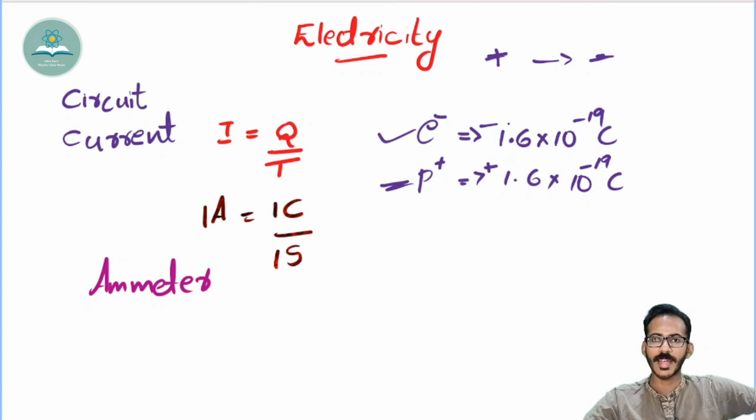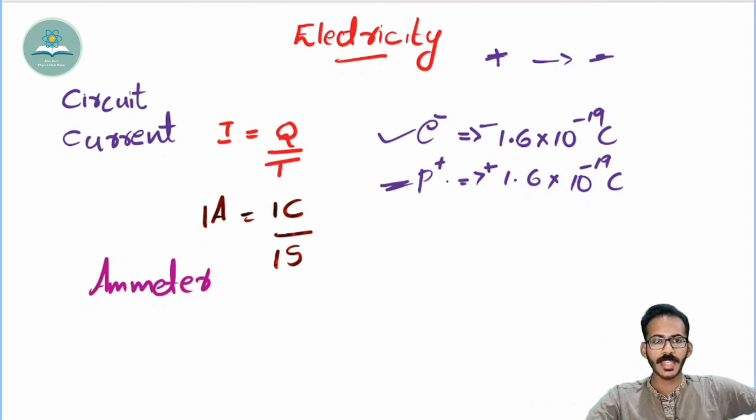We told that electricity is the flow of charges. Here, charge of 1 electron is 1.6 into 10 raised to minus 19 coulomb. It's a very minute value. It means 0.00000, so many zeros and 1.6. So it's a very minute value.